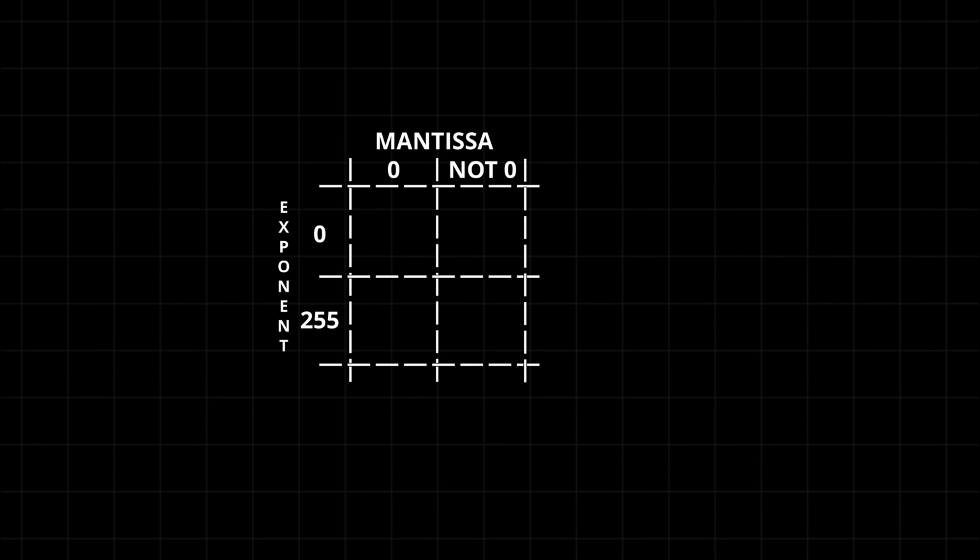But a few rules to take away. A 0 in the exponent and no value in our mantissa represents pure 0, negative, or positive. 255 in the exponent and no value in the mantissa represents negative or positive infinity.